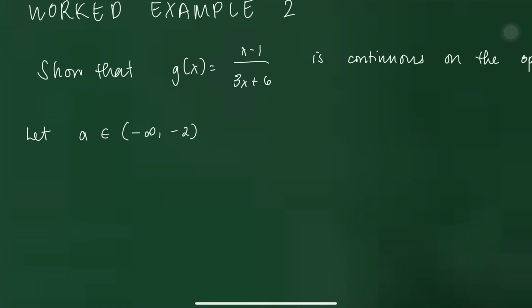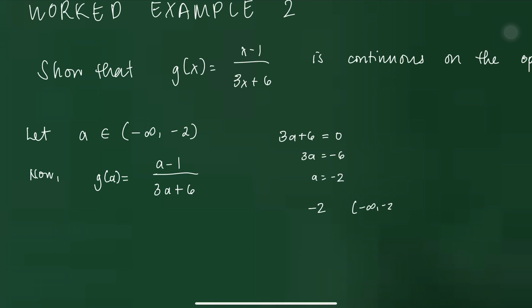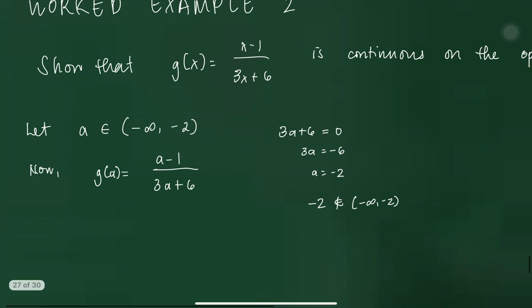Tingnan natin, ano ba yung g of a? Now, g of a is equal to, papalitan lahat ng x ng a, (a minus 1) over (3a plus 6). Diba natatandaan nyo na kapag over 0, nagiging undefined siya. Pero, kailan ba nagiging 0 yung denominator natin? 3a plus 6 is equal to 0 when 3a equals negative 6, so a equals negative 2. Pero kasama ba ang negative 2 sa negative infinity to negative 2 open interval? Hindi. Hindi siya kasama. Okay.